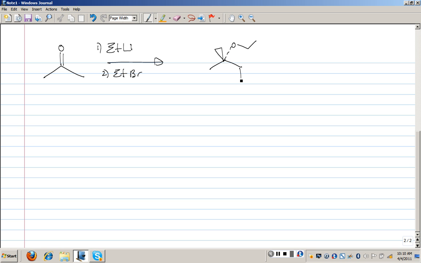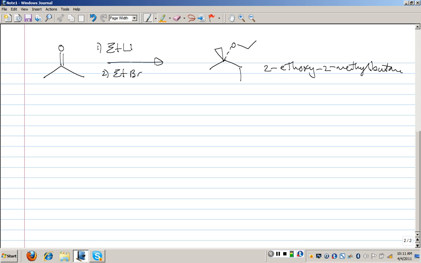Okay, so I'm treating this ketone with ethyl lithium followed by ethyl bromide, and I make this species, which is, let's see, 1, 2, 3, 4. So it's 2-ethoxy-2-methylbutane. So how do we do that reaction?